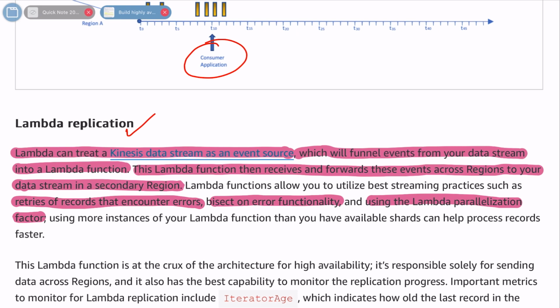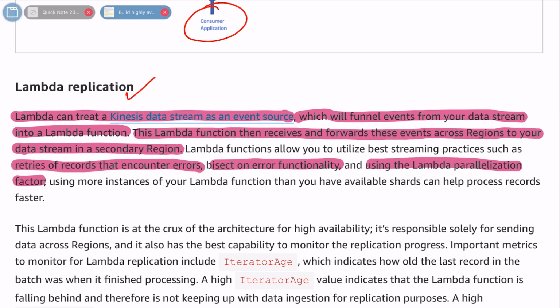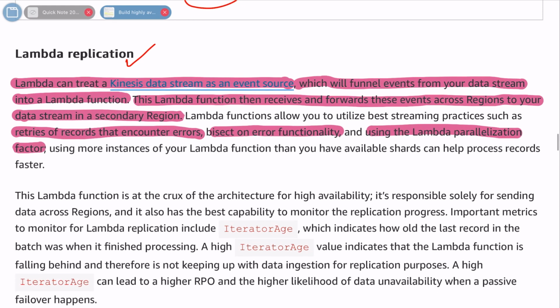The Lambda function then receives and forwards these events across region to your data stream in the second. This again, I think we already discussed that. I don't want to rediscuss the same things. What we are doing is we are taking the Lambda as a replicator in between, and this replicator ensures that whatever comes in there is sent to the Kinesis data stream in region 2, and there are mechanisms which are available with the Lambda which we can use so that you don't lose the data when you are actually replicating from Kinesis data stream in region 1 to region 2.